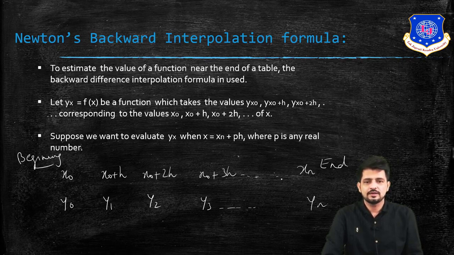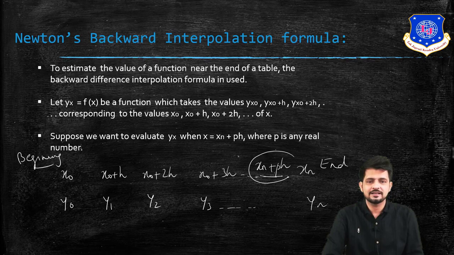So if I want to find the value of y for the value of x near the ending value, for example, I am considering x is equal to xn plus ph, then I have to find the value of yp. To find the value of yp at the value of x near the end of the table, xn plus ph, we need to derive the formula for Newton's backward interpolation. So this is the basic concept. We are interested in finding the value of yp at x is equal to xn plus ph. Let us derive that.